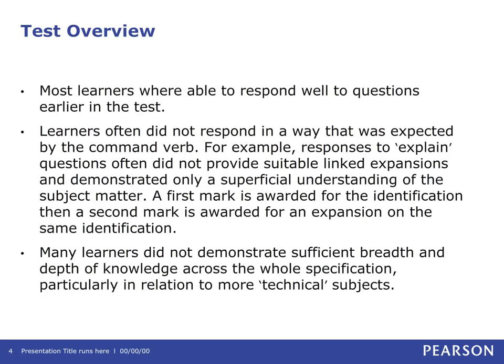Overall, most learners were able to respond well to questions earlier in the test, especially where questions related to more common everyday computer use. Where learners' performance was less successful across the whole of the test, two main characteristics were evident. 1. Learners often did not respond in the way that was expected by the command verb. For example, responses to explain questions often did not provide suitable linked expansions and demonstrated only a superficial understanding of the subject matter. A first mark is awarded for the identification, then a second mark is awarded for an expansion on the same identification.